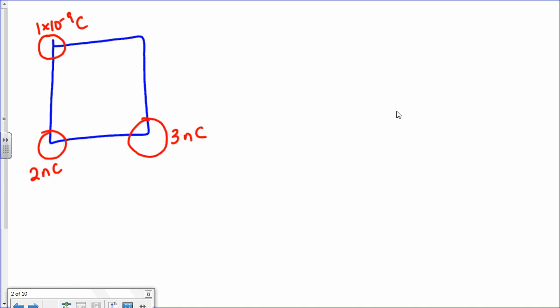I want to make some of these negative. I'll make this 2 nanocoulomb charge negative. What is the net force on the 3 nanocoulomb charge? Let's say this is 3 meters, and we'll call this 4 meters. It looks like a square, but it's really a rectangle. Right, 3 meters and 4 meters.